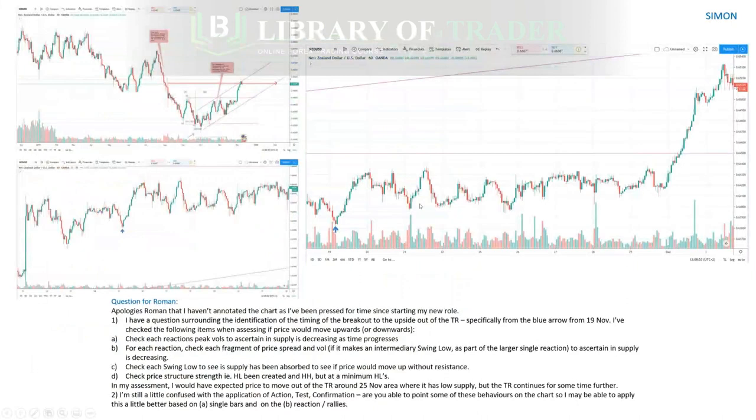All right, next question. This one comes from Simon. And Simon sent us these charts before. This is the New Zealand dollar against the US dollar, and a series of questions. I have a question surrounding the identification of the timing of the breakout to the upside out of the trading range. Very interesting. Again, hashtag oil, just because of the potential breakout there and how we're looking at that.